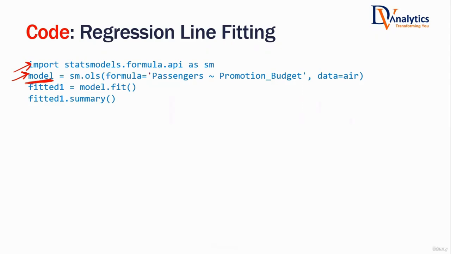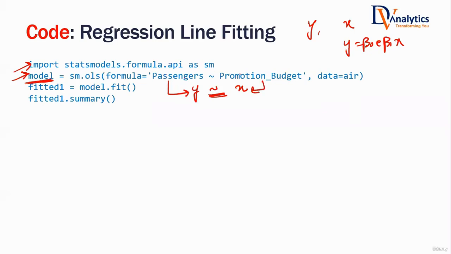Then you mention to Python what is your y variable and what is your x variable. Isn't it important for us to tell Python what is the y variable, what is the x variable? Because y equal to beta naught plus beta 1 x is very different from x equal to beta naught plus beta 1 y. It cannot randomly take which variable is x, which variable is y. So the syntax there is you write y tilde x. Tilde is part of syntax. On the left hand side, you write your y variable. My y variable is passengers. Tilde x. X variable is promotional budget.